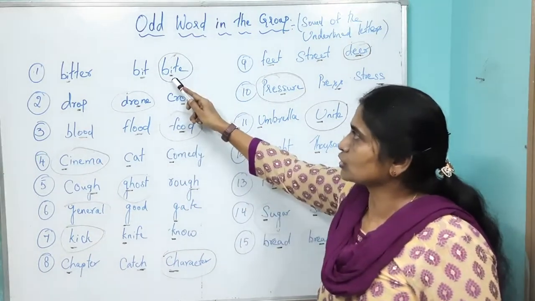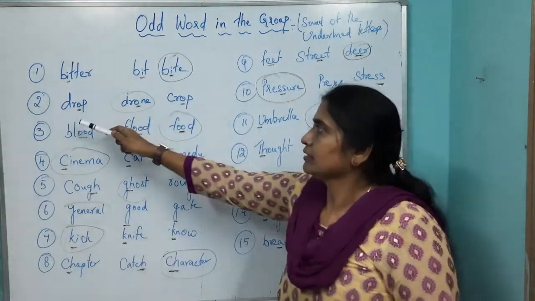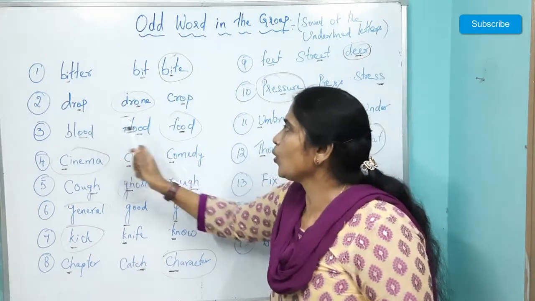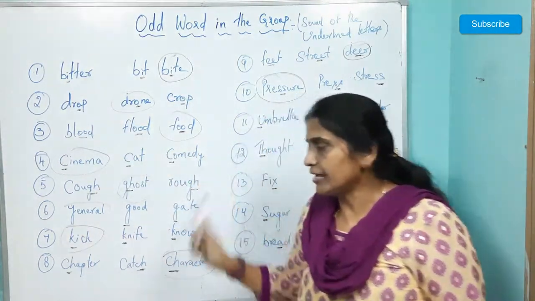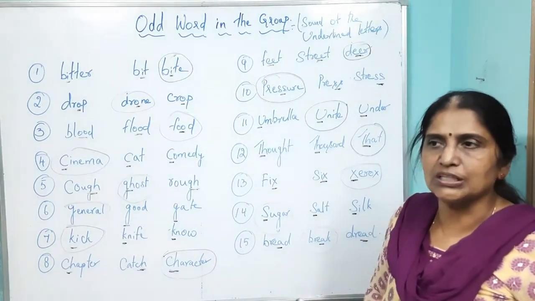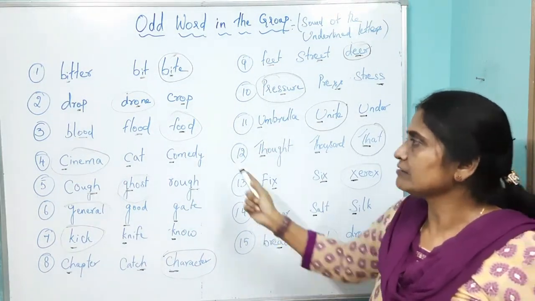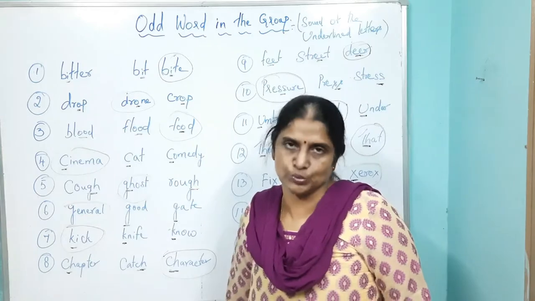Though you see here also you have I, here also you have I. O, O. Sa sound. C, C, C. But when pronouncing, these words are slightly different from the rest of the two words.